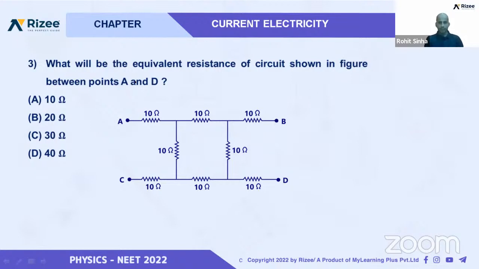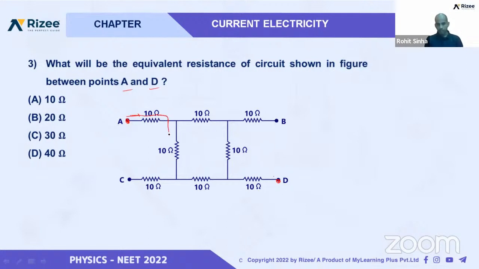We have to find the equivalent resistance between A and D. A point is here and D point is here. You can see how we have to proceed. First of all, start from A and reach point D. You see how many resistances there are and how they are appearing: in series, in parallel, or not appearing at all, useless. You have to decide this also. Now, moving from here, this is in series form.